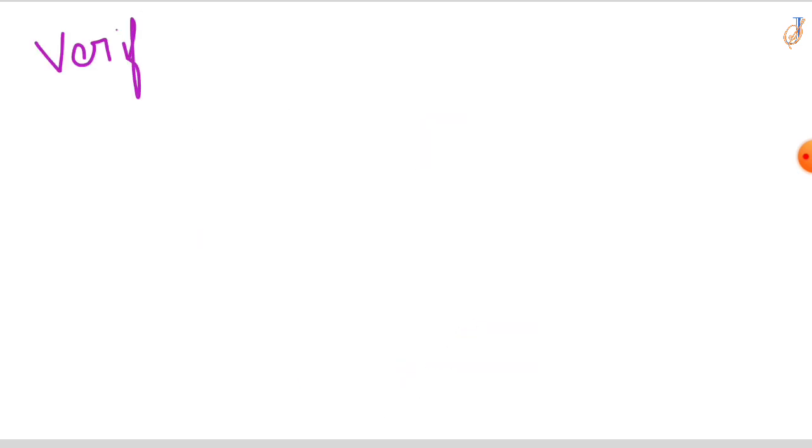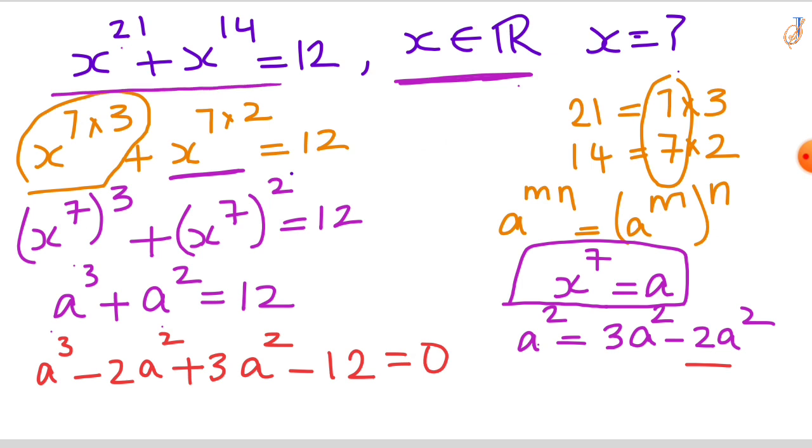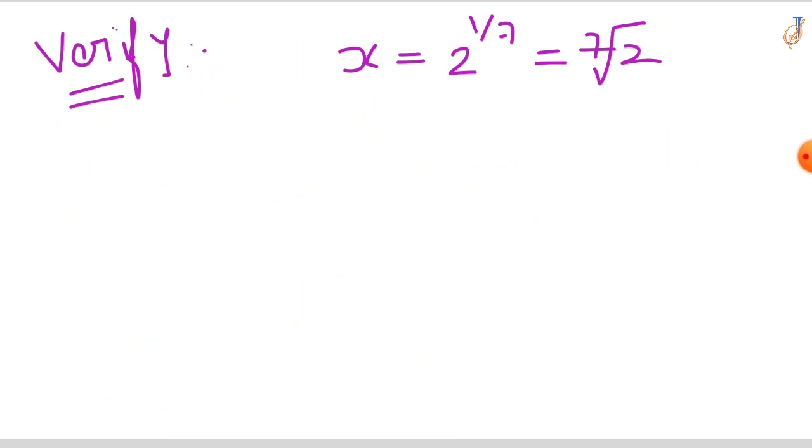It's time for verification. So our x value is 2 raised to the power of 1 over 7, that is the 7th root of 2, isn't it? So now what is our given equation? x raised to the power of 21 plus x raised to the power of 14 is equal to 12. Let's take only the LHS part, that means left hand side part. So x raised to the power of 21 plus x raised to the power of 14.